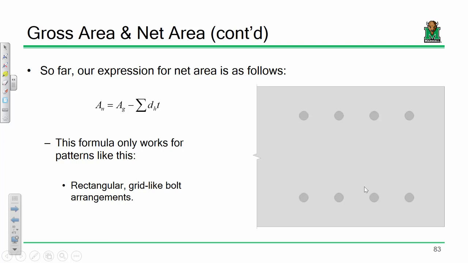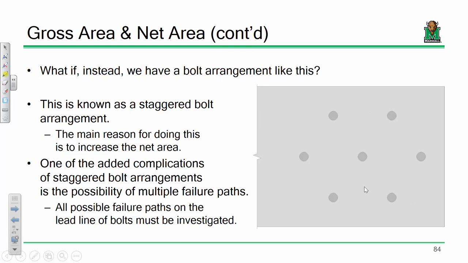Now, that works when you have grid-like rectangular patterns like this. Because when I cut through, I've got a perpendicular cut, or a cut normal to the axis of the member, and I'm cutting through a series of bolts. What happens, however, when it looks like this? This is a staggered bolt arrangement. First off, I'm always of the opinion that if you're going to do something that adds a layer of complexity, there needs to be a reason for it. In other words, why would you stagger your bolts and make the bolt pattern weird?